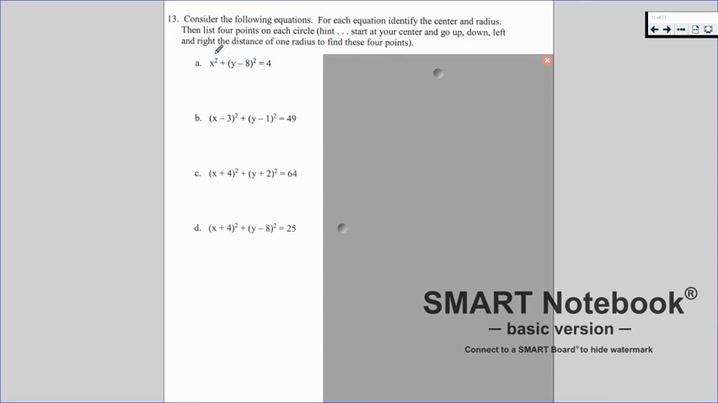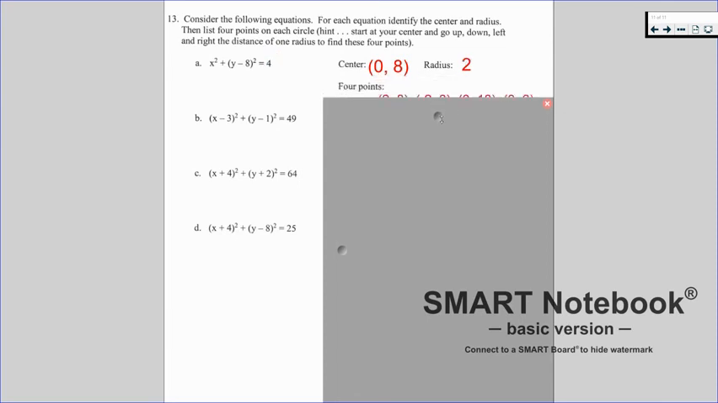All right, so this one, there's no x minus number or x plus number, so that must mean that it is 0. So the x value is going to be 0, and the y value is going to be 8. Radius is the square root of 4, so we end up with 2. And from the center, I go left 2, right 2, up 2, down 2, and those are my 4 points. And that would help me if I were actually sketching the circle, because I'm going to want to have some points on there.